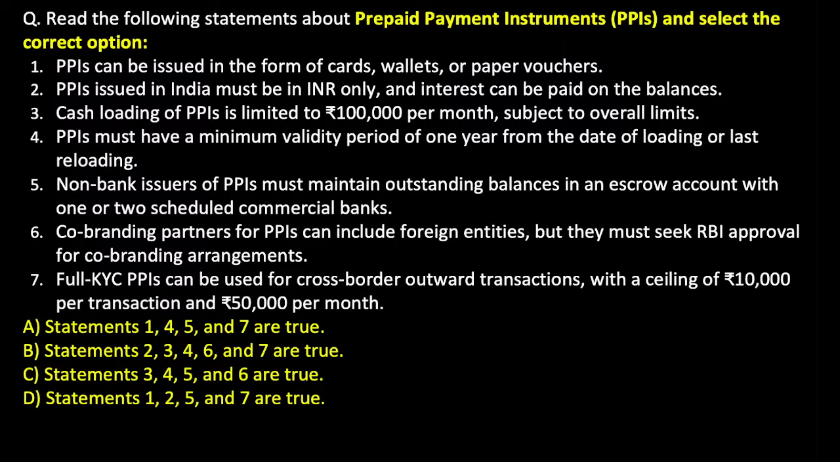Small PPI 10,000, it is true. Per transaction is 2,000, and up to 2 lakh. Okay, the facts we have discussed, that is true. There is no change since 2022. That is the last circular of RBI regarding this particular one. So please do remember that thing.